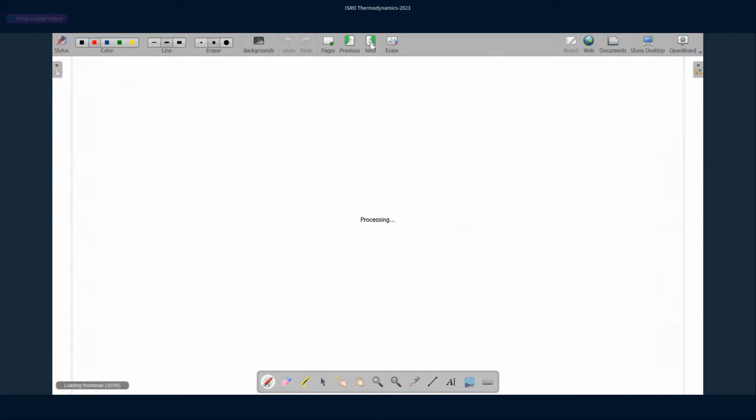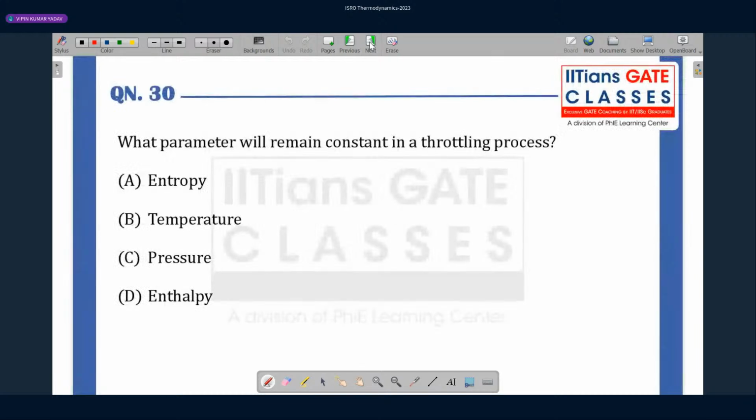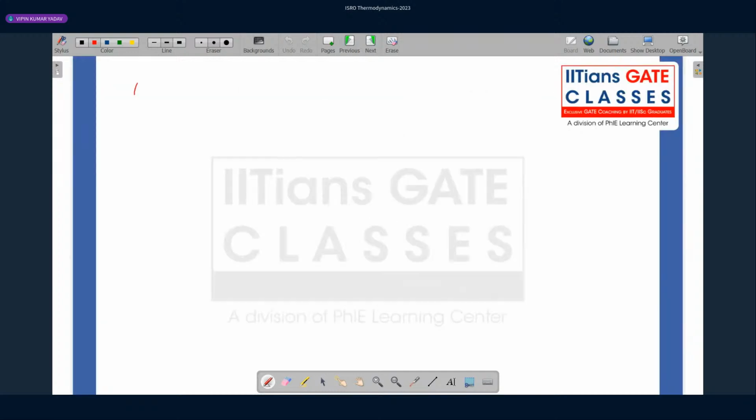Okay, let's move ahead. Which parameter will remain constant in the throttling process? In the throttling process, you must know the answer. It's very simple. But just to explain, let me tell you what the throttling process is. The throttling process is when fluid passes through a very small opening.